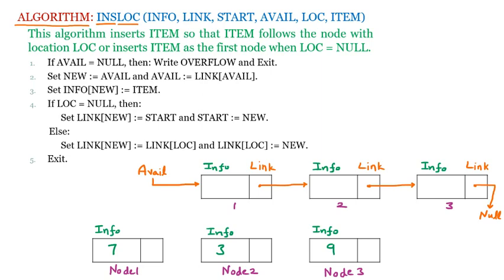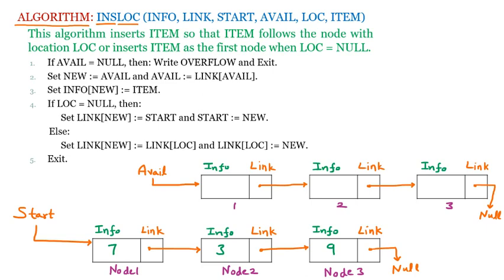Then the second part we have is the link part. The link part is a pointer which points to the next node. So the link part of node 1 points to the address of node 2. Similarly, the link of node 2 points to node 3, and the last node points to null because there is nothing after it. Then afterward we have START. Here START is the pointer which points to the address of node 1.